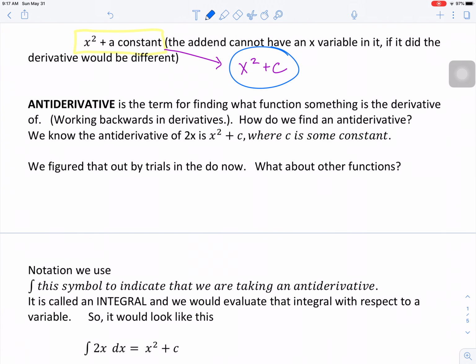An antiderivative is the term for finding what function something is the derivative of. It's really working backwards in derivatives. How do we find an antiderivative? Well, we know the antiderivative of 2x is x squared plus c, where c is a constant, because we figured that out just now. We did it by trial and error. We took the derivative of multiple functions and saw all of their derivatives come out to 2x. So now we know that 2x is the derivative of x squared plus anything, even negatives.